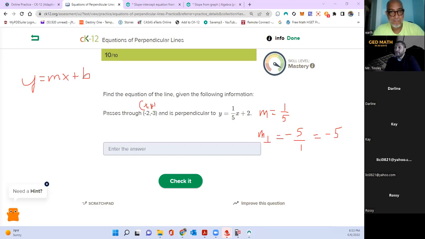What is y? -3. Bring down our equal sign. What's our slope? The slope is -5. What's our x? -2.